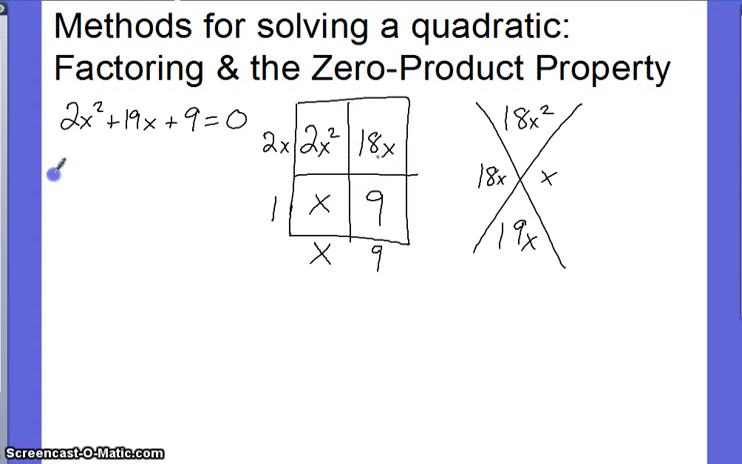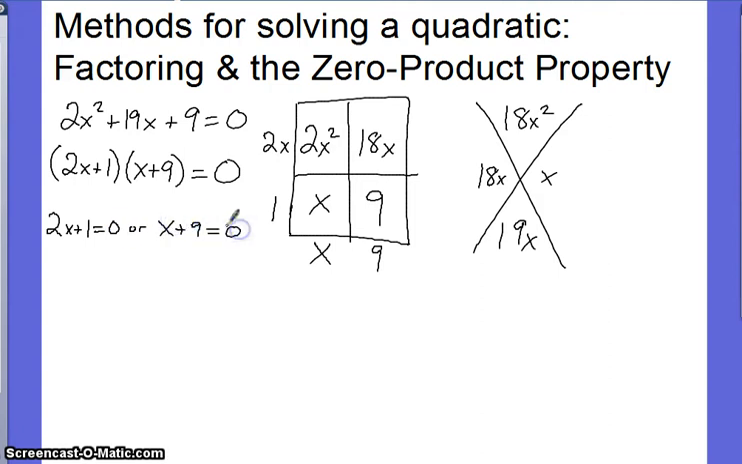That means I have factored this into 2x plus 1 times x plus 9 is equal to 0. Here is where our zero product property becomes involved. Something times something equaling 0 means one of these two has to be 0. So 2x plus 1 has to equal 0 or x plus 9 equals 0. This one's easy. What plus 9 is 0? That is negative 9.